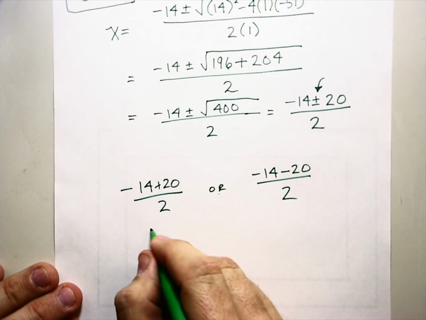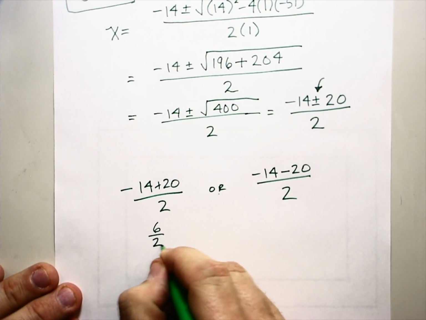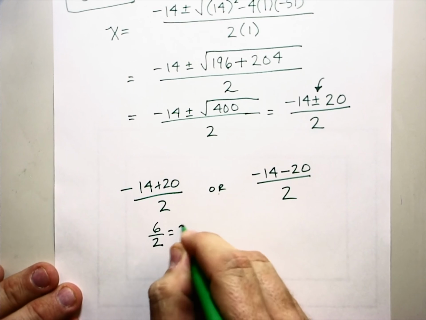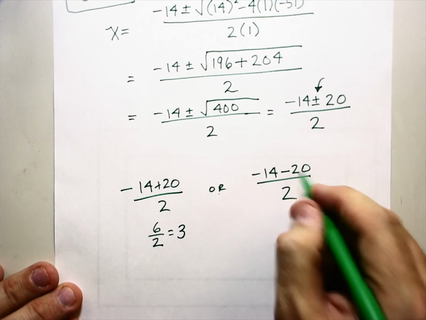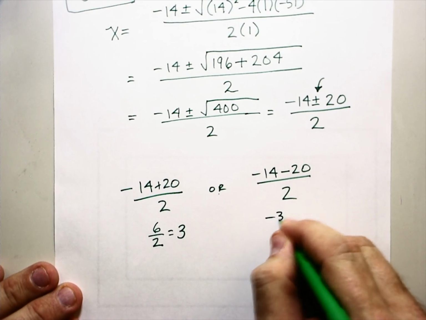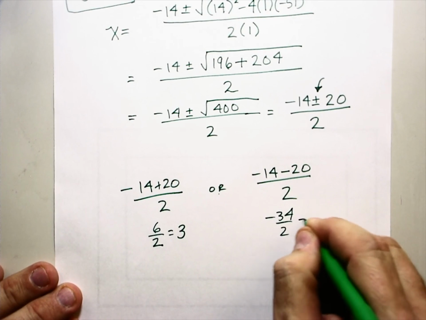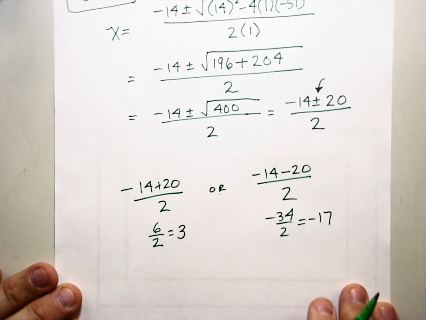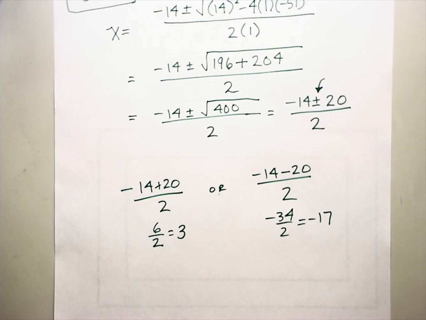Negative 14 plus 20 is a positive 6 over 2, which equals 3. Negative 14 minus 20 is a negative 34 over 2, which equals negative 17. So we actually have two answers. At this point, we need to think about which of our answers makes the most sense.